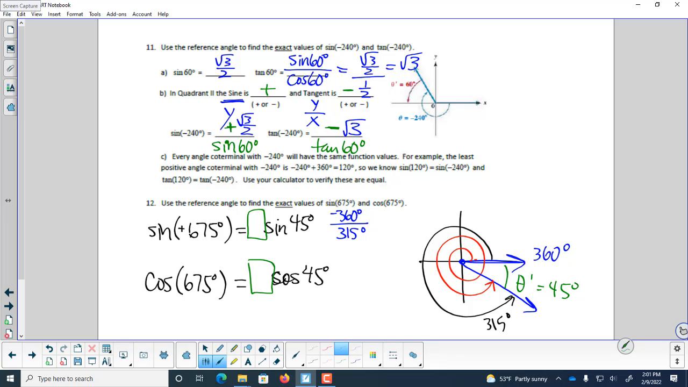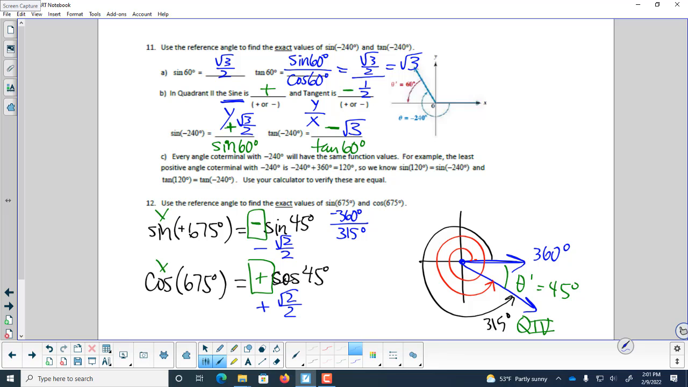Okay, what quadrant are we in? We're in quadrant 4. In quadrant 4, is sine positive or negative? Negative, because sine is the y coordinate. You're going down. Cosine is the x coordinate. You're going to the right, so it is positive. And then you just insert those values. So this is going to be negative root 2 over 2, and this is going to be positive. You don't have to write that. I just was in mid-stroke. Okay?